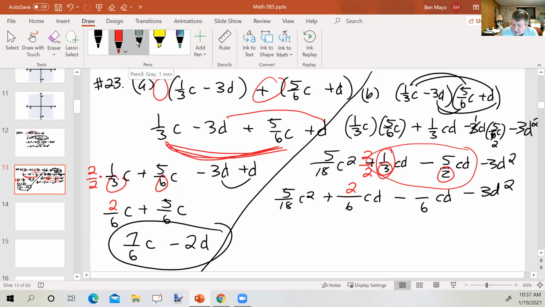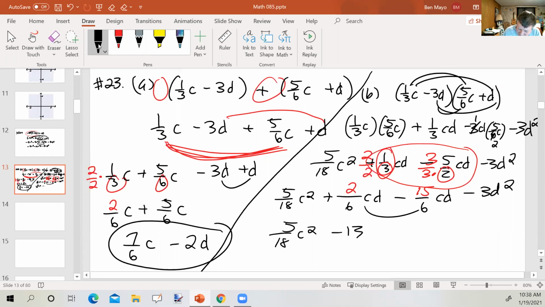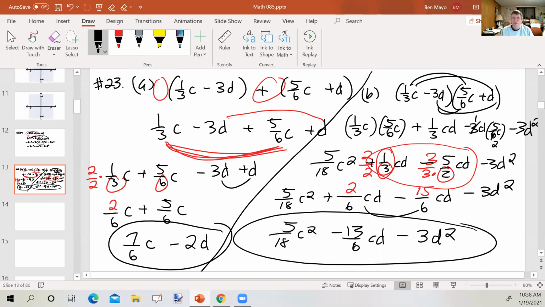Then I've got minus 5/2 cd, and I need to change that 2 into a 6. So I'll multiply the denominator by 3, which means I multiply the numerator by 3, and 5/2 becomes 15/6. Finally, I've got 5/18 c squared, and 2/6 cd minus 15/6 cd would be minus 13/6 cd, and then minus 3d squared. And I can't simplify any of those further. I can change the minus 13/6 to a mixed number, but we don't tend to use mixed number coefficients with variables. It isn't wrong, we just don't tend to do it.